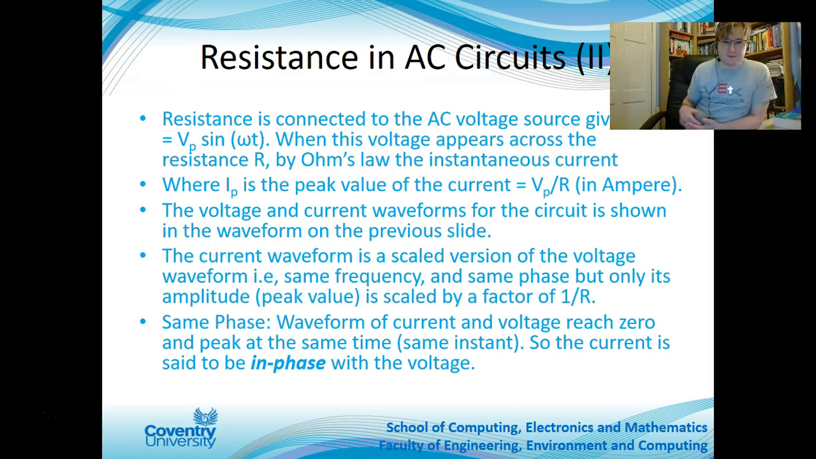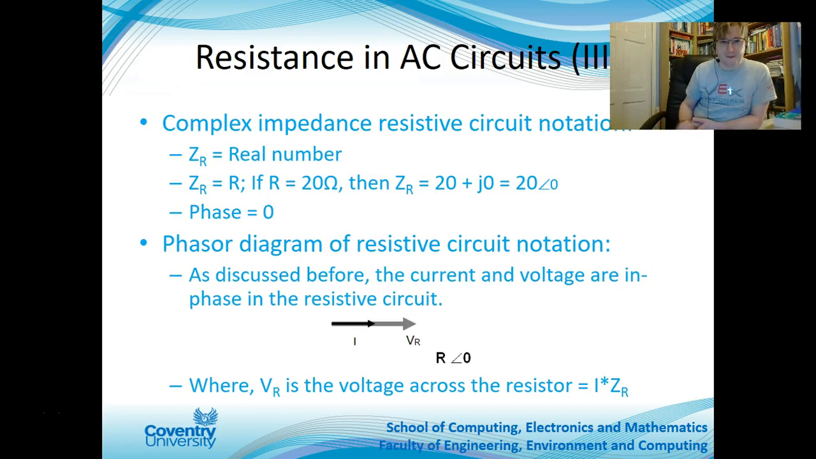So basically voltage appears across it. You just use Ohm's law to find the magnitude. The phase stays the same, frequency stays the same. So yeah, I'm not going to read that out. You can have a look at that yourself.